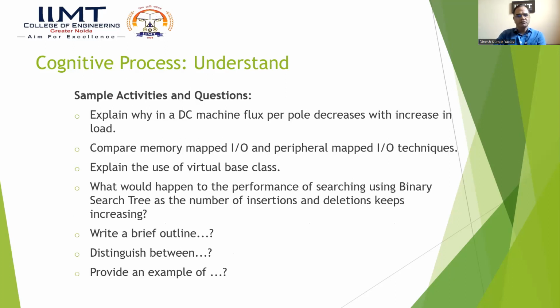These are some of the sample questions. Explain why in a DC machine flux per pole decreases with increase in load. Write a brief outline of anything, distinguish between. So these are some of the sample activities.